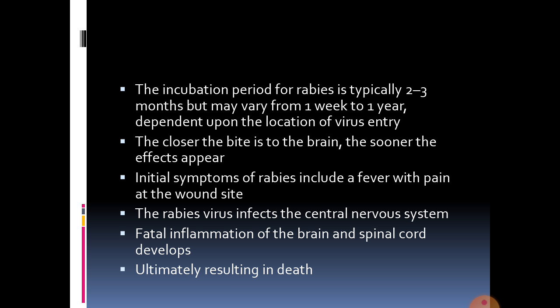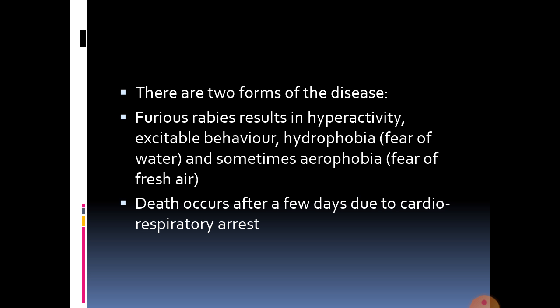Initial symptoms of rabies include a fever with pain at the wound site. The rabies virus infects the central nervous system. Fatal inflammation of the brain and spinal cord will develop, which ultimately results in death. There are two forms of the disease rabies: furious rabies and paralytic rabies. Furious rabies results in hyperactivity, excitable behavior, hydrophobia or fear of water, and sometimes aerophobia or fear of fresh air. Death occurs after a few days due to cardiorespiratory arrest.